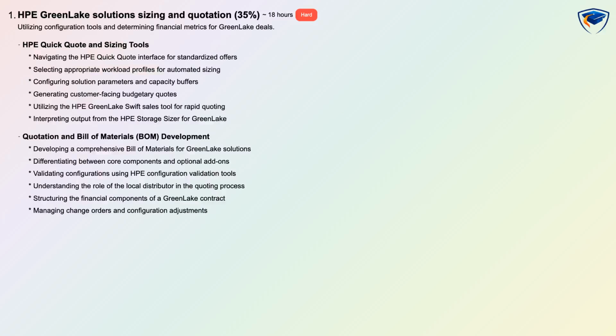You will practice using rapid quoting tools such as HPE GreenLake Swift and interpreting output from storage sizers, while also developing a complete bill of materials and distinguishing core components from optional add-ons. The domain also covers validating configurations with HPE tools, structuring the financial elements of a GreenLake contract, understanding the role of the local distributor, and managing change orders and configuration adjustments.